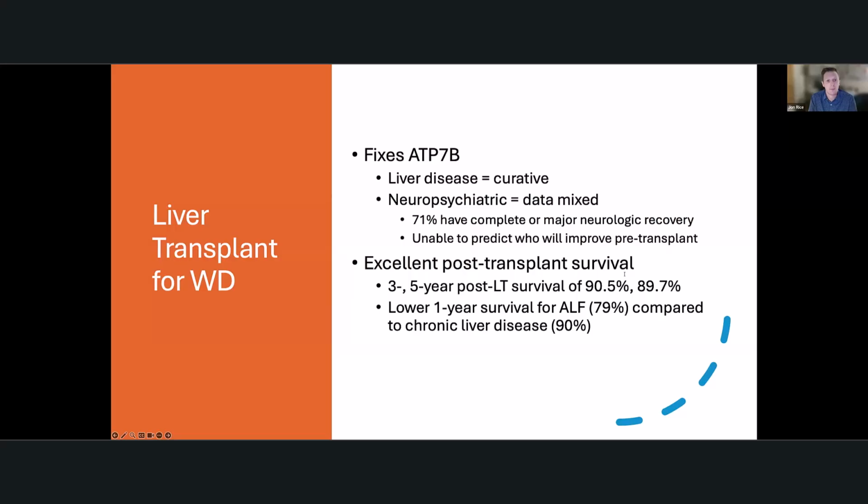It does, though, have excellent post-transplant survival at 3 and 5 years. As you can see, they're around 90%. However, there's lower 1-year survival in the acute liver failure patients, at about 80%, compared to chronic liver disease patients.